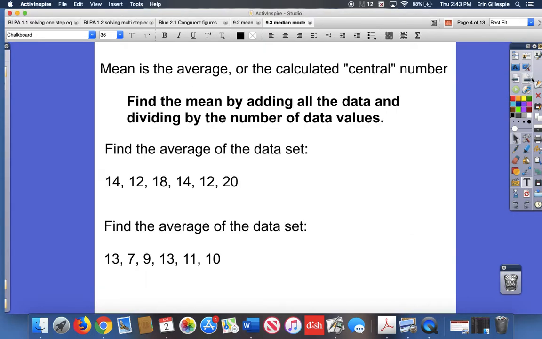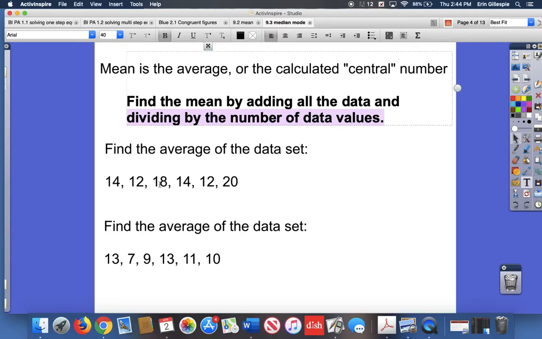All right, so mean is the average, okay? It's just that calculated central number. It's a way of figuring out what's close to the middle of my data, my central number. So to find it, this is the really important part here, okay? You find the mean by adding all the data, finding the sum, okay? And then dividing by the number of data values that you have.